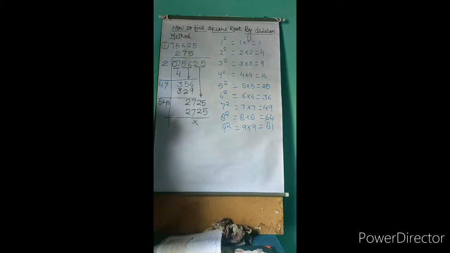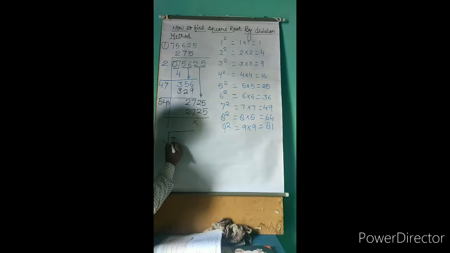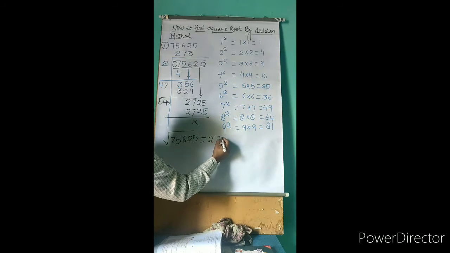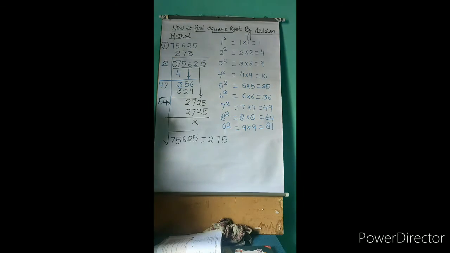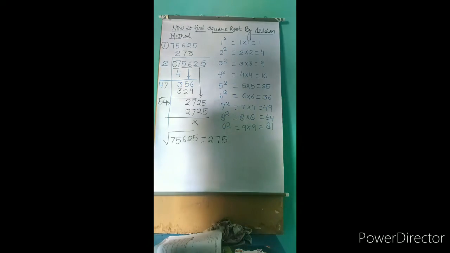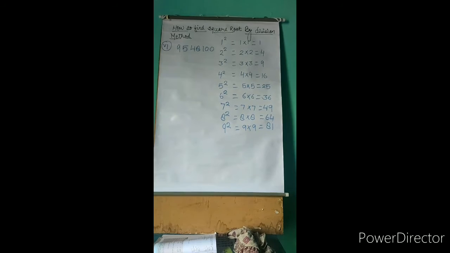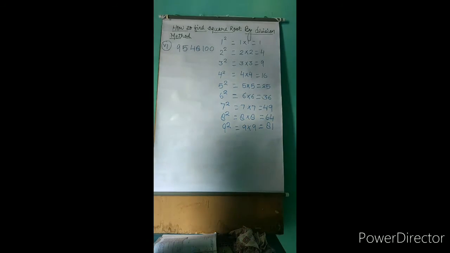2725. So it means the square root of 7565 is equal to 275. This is the first question which we have done with this method. Now let's see another example.